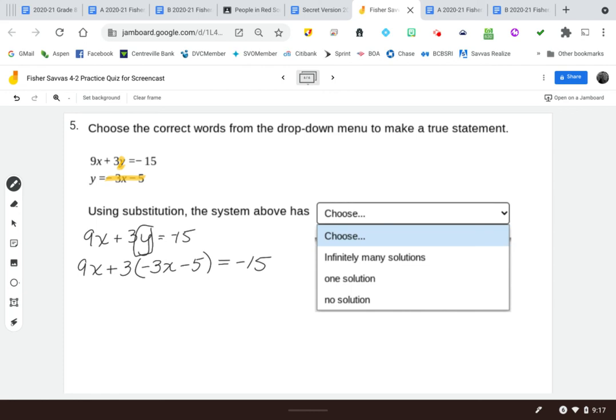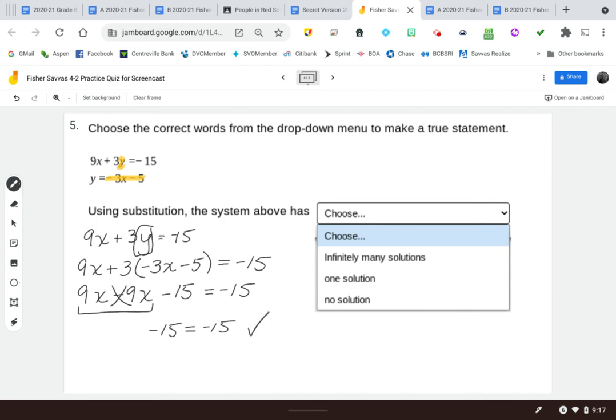From here, we're going to do the math. So I have 9x. 3 times negative 3x is minus 9x. And then 3 times negative 5 is negative 15. Again, make sure you watch your signs. And that's equal to negative 15. Well, from here, you should see that 9x minus 9x, that would cancel. That leaves you with 0. So since that's going to cancel out, you're left with negative 15 is equal to negative 15. And I believe that that is true, that negative 15 does equal negative 15.